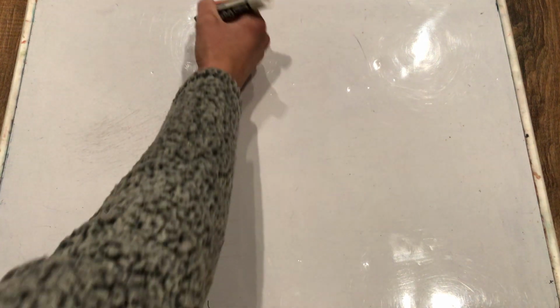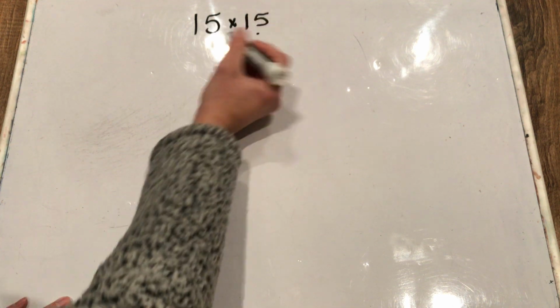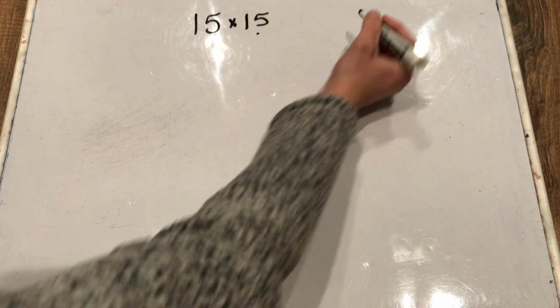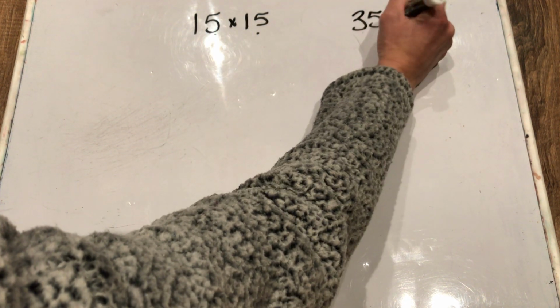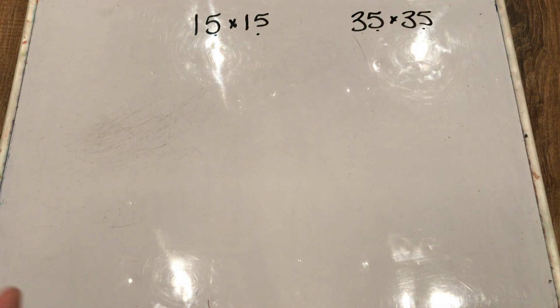So, a trick for multiplying squares that end in 5. In other words, two things multiply together. 15 times 15. These end in 5, and I'm multiplying the same numbers together. I could do something like 35 times 35. They both end in 5. It's the same number, so it's a square.